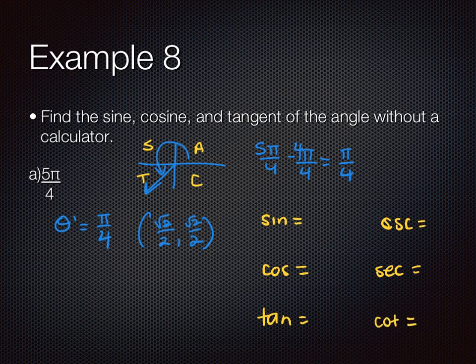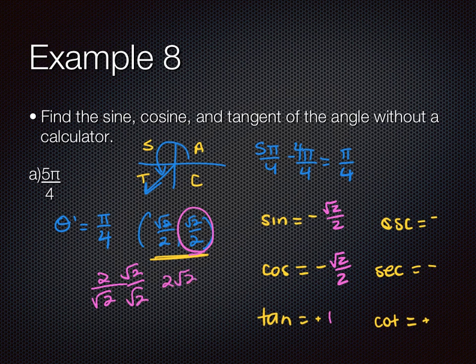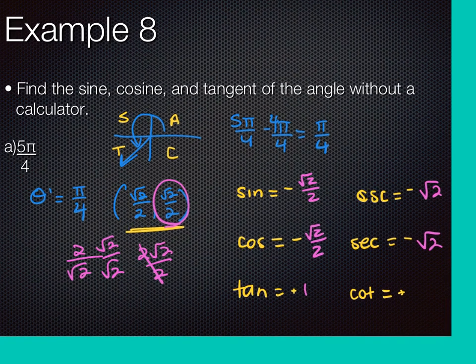So now I know that these are positive and I know the rest are negative. And because I already know that coordinate point, I can fill those in pretty easily. This would be root 2 over 2, root 2 over 2, 1. And then this is root 2, because if I flip it and rationalize it, I get root 2. Same thing here, root 2, and cotangent and tangent are both positive 1.